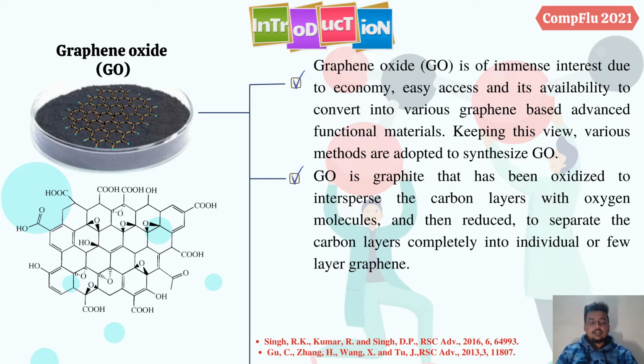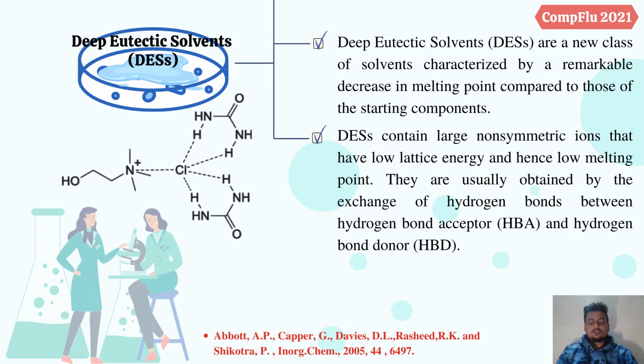The second material we take is deep eutectic solvent, which we call reline. So what are deep eutectic solvents? Deep eutectic solvents are eutectic mixtures characterized by a large depression of melting temperature of the mixture at the eutectic point relative to the melting temperature of the pure components. These solvents contain large nonsymmetric ions that have low lattice energy and hence low melting point. They are usually obtained by the exchange of hydrogen bonds between a hydrogen bond acceptor, which is choline chloride, and a hydrogen bond donor, which is urea.